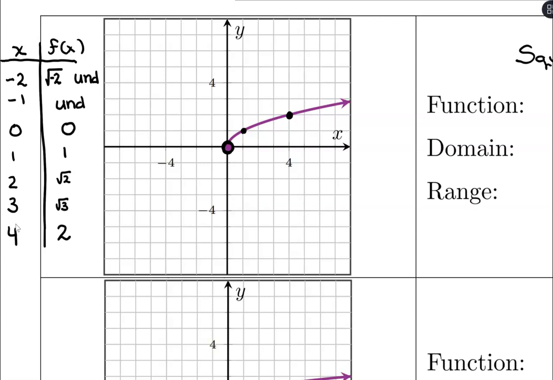But just notice, compared to other functions we've graphed, it has a clear starting point. So we're not graphing any of the x values to the left, or any y values below.